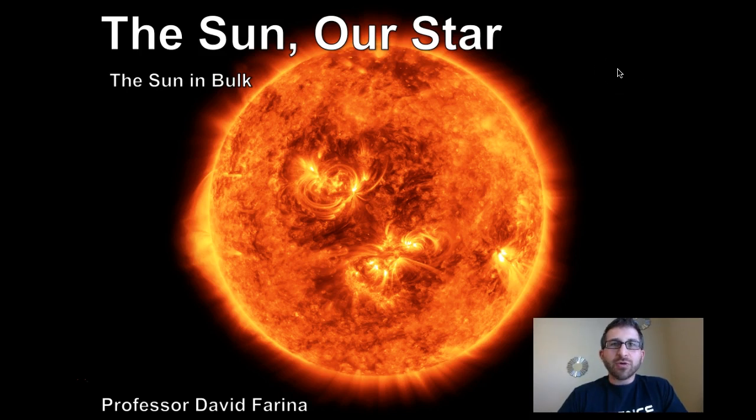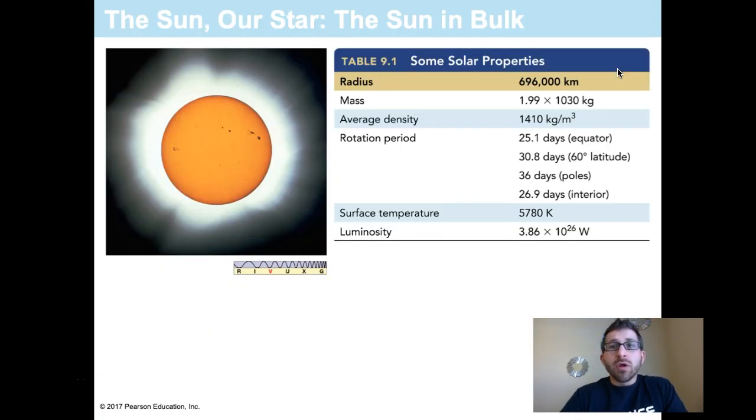In today's lecture, we'll be discussing the Sun, our star, in particular the Sun in bulk. Let's get started. So what do we mean by the Sun in bulk? What we mean by this is, what is the Sun overall in terms of its properties, in terms of its composition?